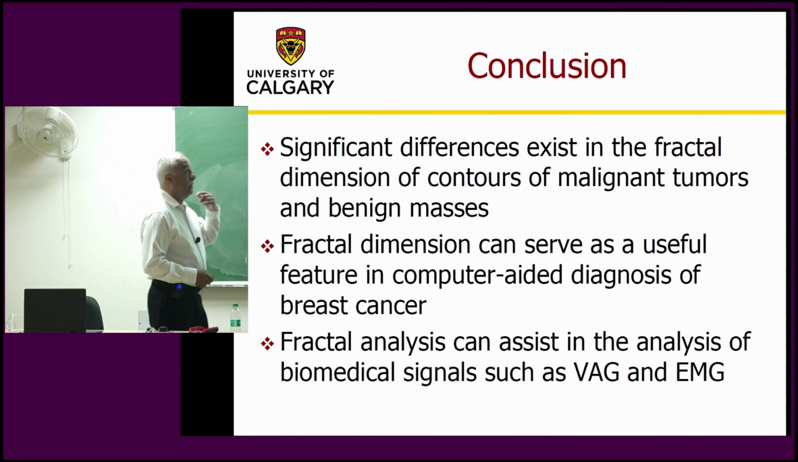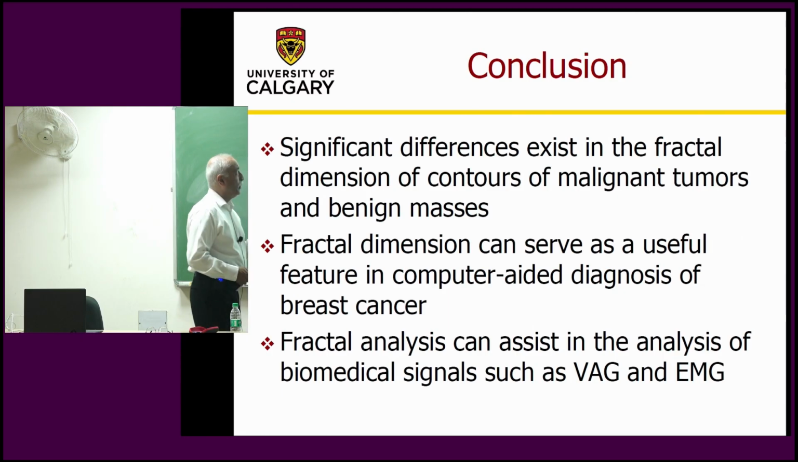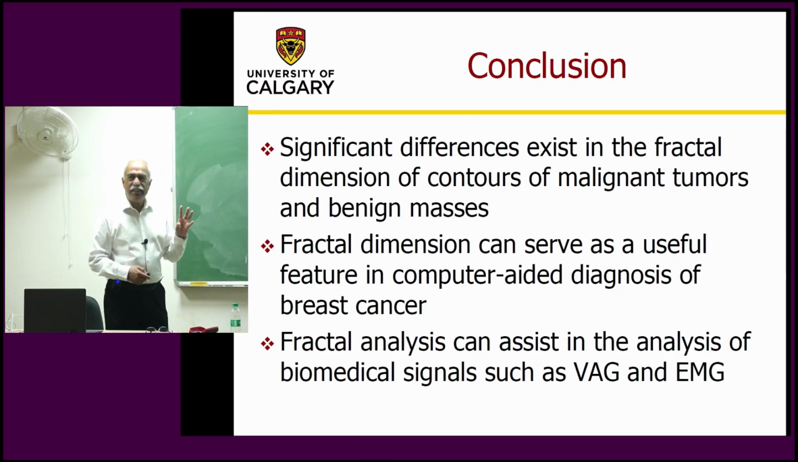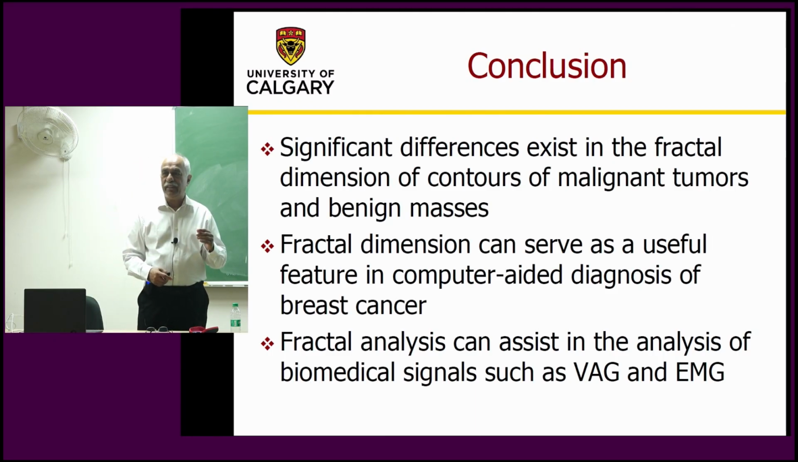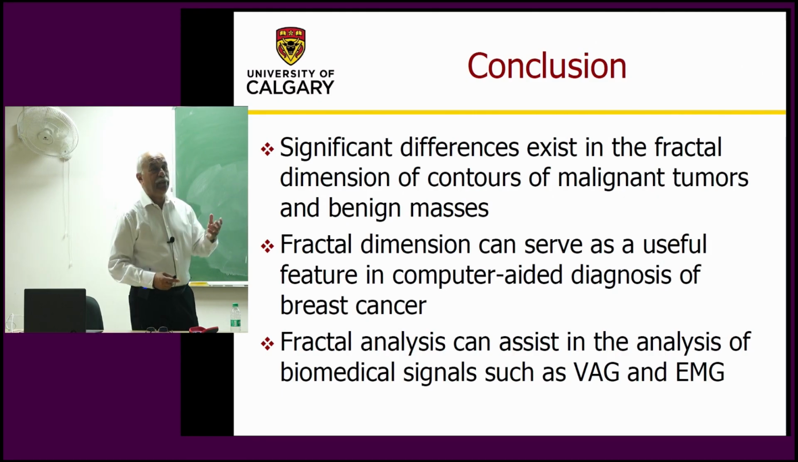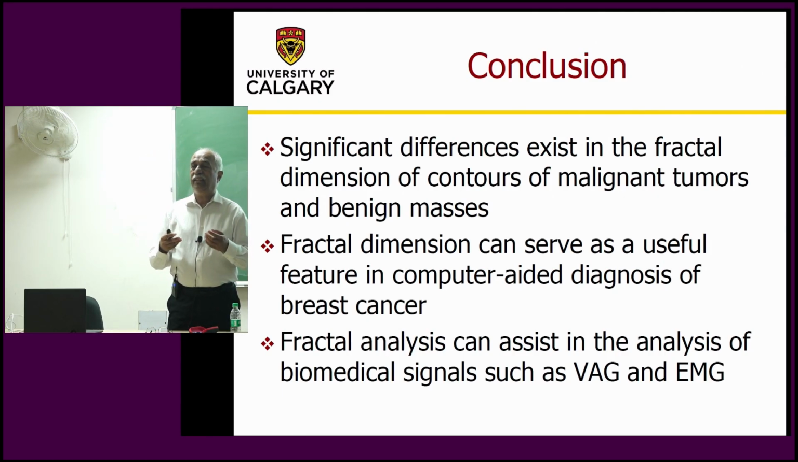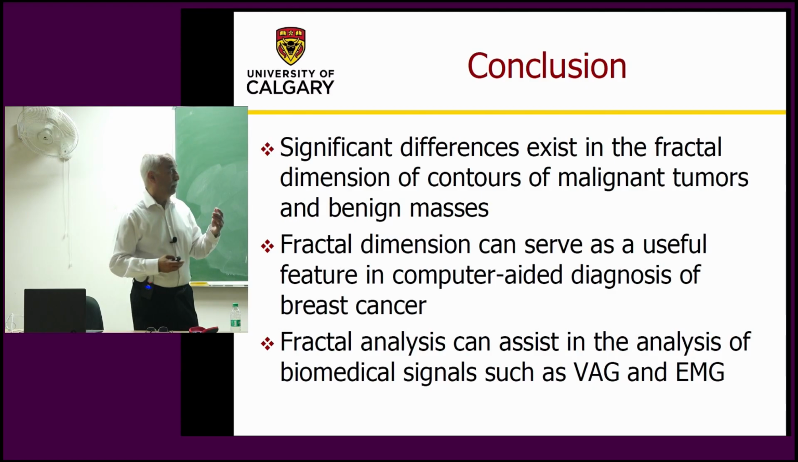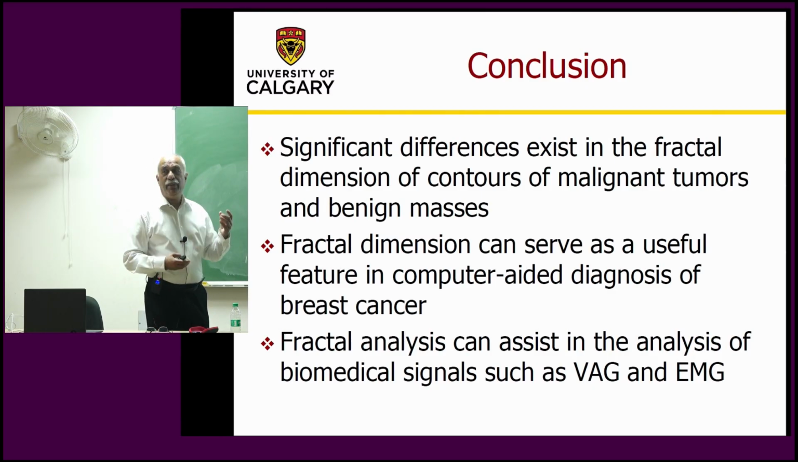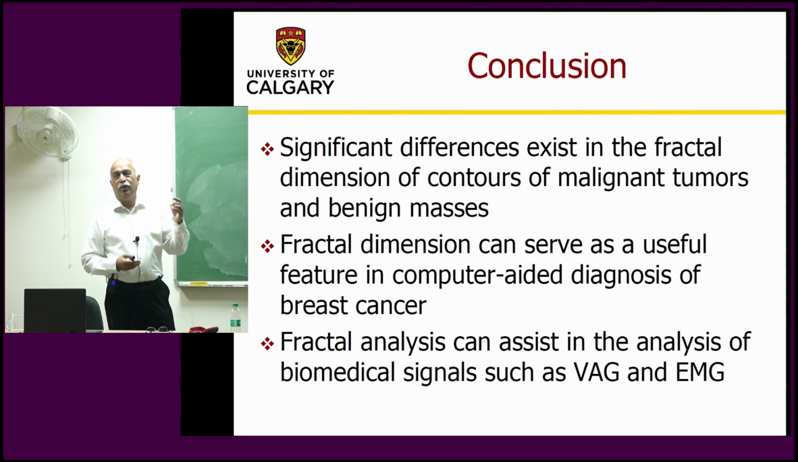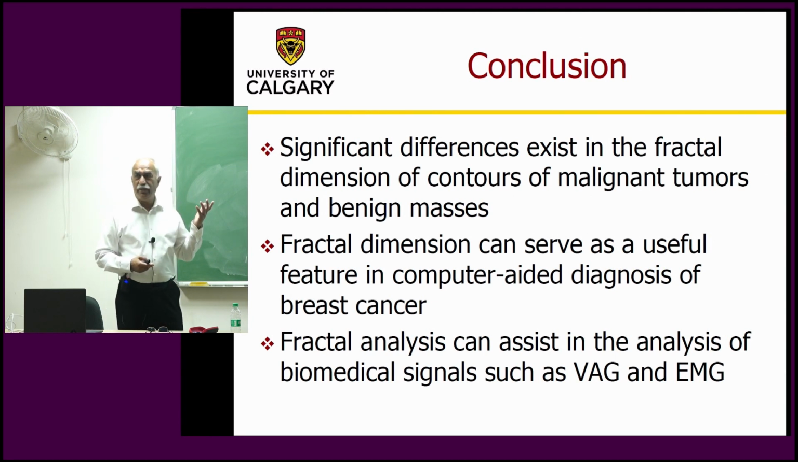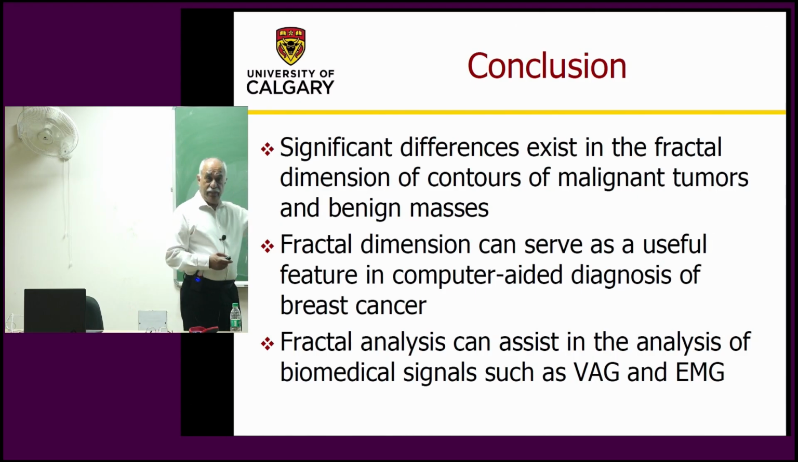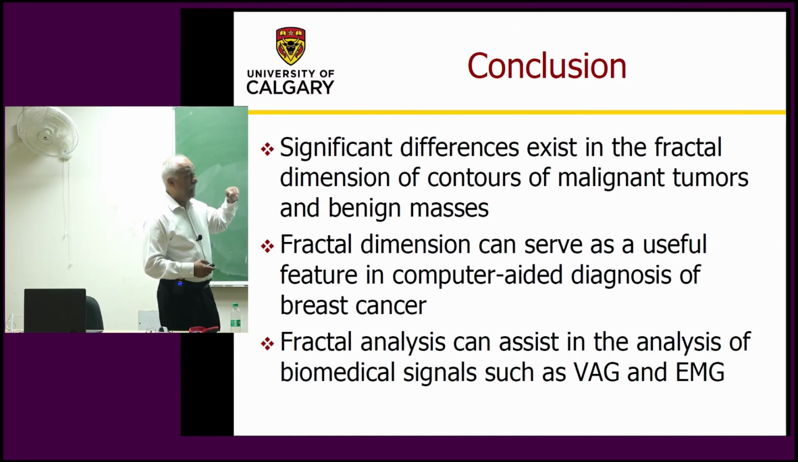So there are significant differences in the fractal dimension of contours of malignant tumors and benign masses. The grayscale variation did not give us very good result, but that could be due to the nature of the images we have. Maybe with digital imaging you get better grayscale sensitivity and better representation without much noise, then you may be able to find fractal dimension computed using the frequency domain method also useful. It depends on the type of images you have. In any case, shape analysis using fractal dimension gave us very good results. And when combined with other shape factors, we got even better results.